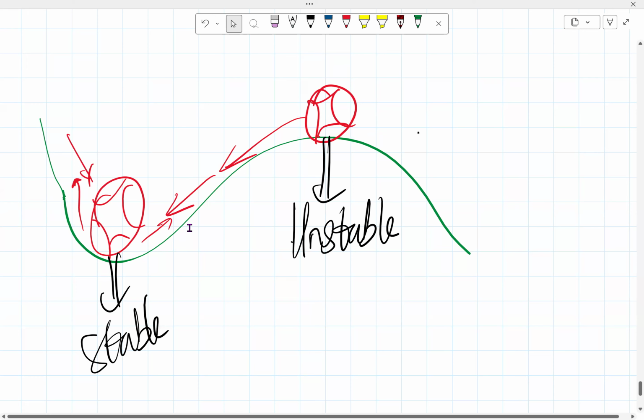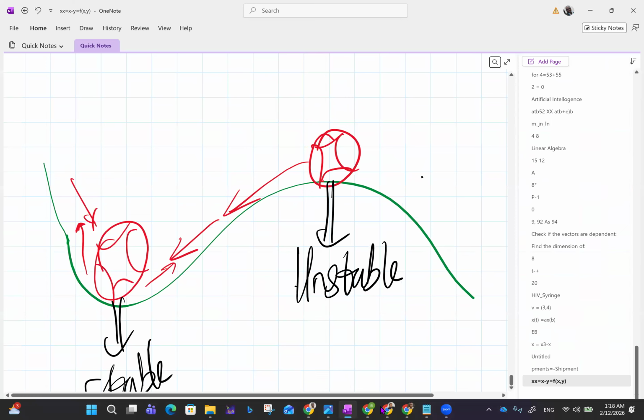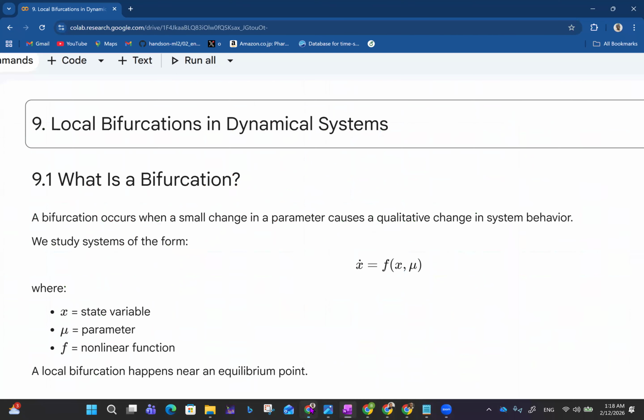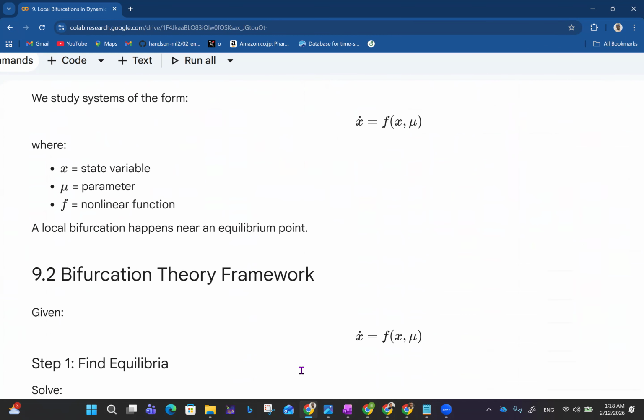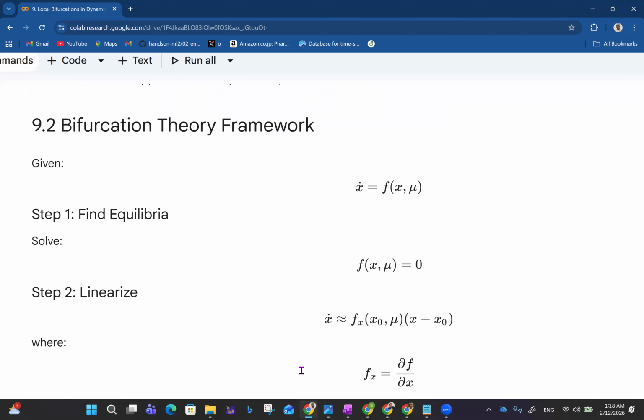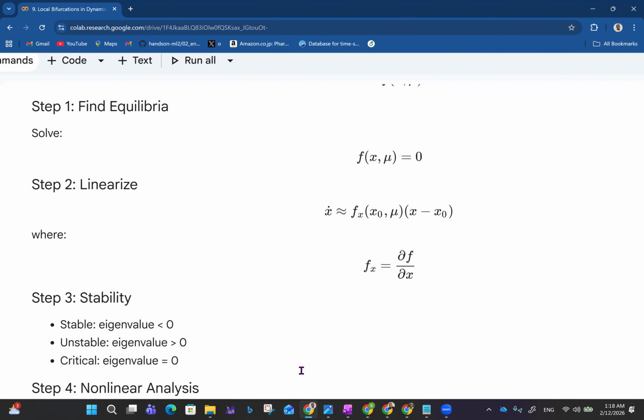So in this case, we may say this is a kind of unstable equilibrium, while this is a stable equilibrium. That's because there's a possibility that when you apply a little bit of push, it shifts from this place. Whereas when it comes in here, you need more than a little push to get it out of where it currently is. So that's a rough way of explaining the idea of stability. So here we say a local bifurcation happens near an equilibrium point, and that's what I've explained there in a way.